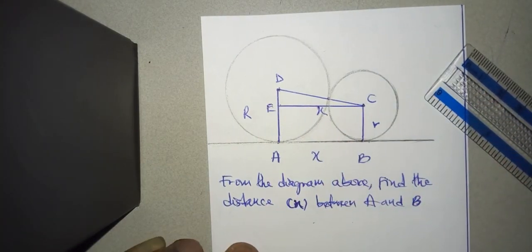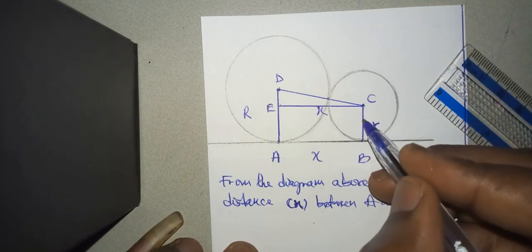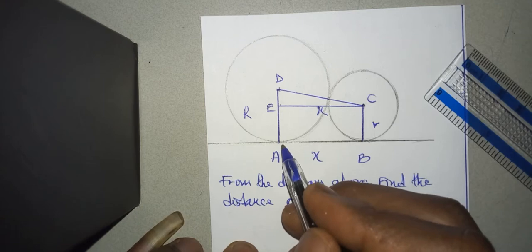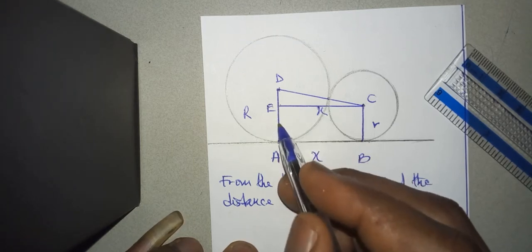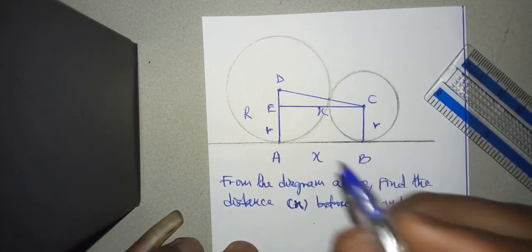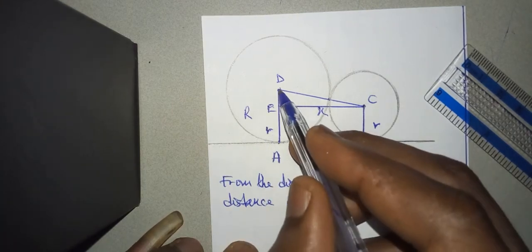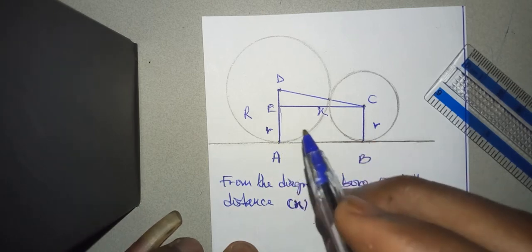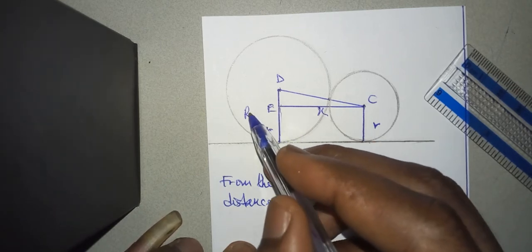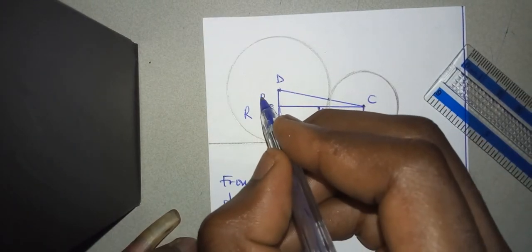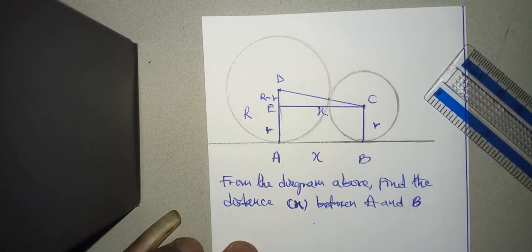Now look closely. If this radius, which is BC, equals R, and it is equal to AE, and watch, it is equal and parallel, then we can also say this is small r. Now if the whole of this is capital R and this alone is small r, then when we subtract small r from capital R, we'll get ED. Therefore ED is going to be capital R minus small r.